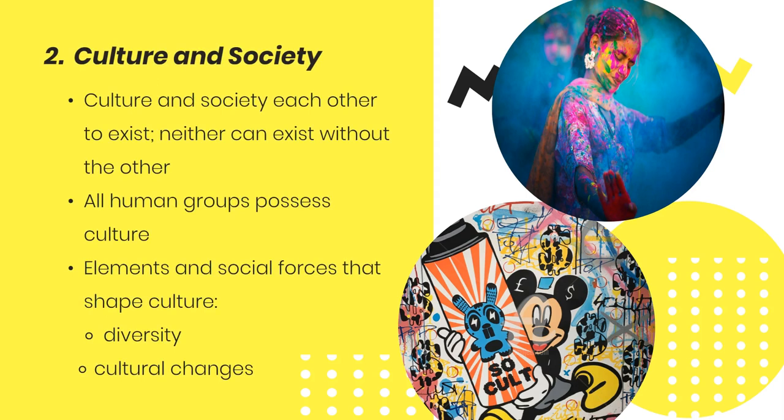So culture and society, as we've already alluded to, depend on each other in order to exist, and all human groups possess culture. It may be expressed in different forms, such as festivals, holidays, food, and so on, or icons like Mickey Mouse for the United States. Culture is also dynamic and continually changing. It is not static. Each generation has its own cultural expression, or each society has its own cultural expression, so it's constantly changing as well. Keep that in mind. Do not think that culture, American culture, is as is.